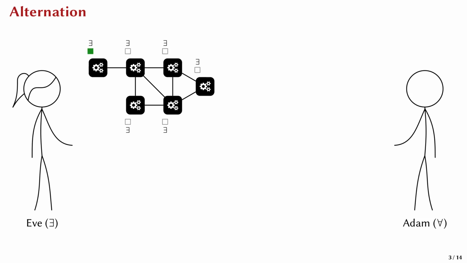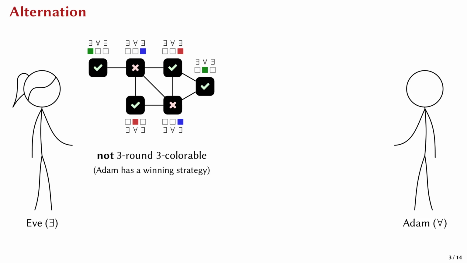First, Eve assigns colors to nodes of degree 1. Then Adam assigns colors to nodes of degree 2. And finally, Eve is supposed to assign colors to all the remaining nodes in a way that makes the entire graph well colored. But here, this is not possible. That's because Adam was clever. No matter what Eve tries to do, there will always be at least two adjacent nodes that share the same color. And so this graph is rejected. This means that although this particular graph is three-colorable, it is not three-round three-colorable because Adam has a winning strategy.